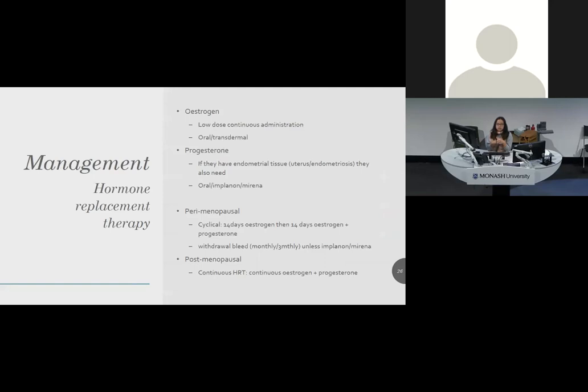So my understanding from it is that we do cyclical because we want to try and keep them in the same cycle as they were before all the changes happened. We do continuous afterwards because when they're on the cyclical, they can still get some symptoms, but the symptoms should be less and less often, whereas continuous HRT, they shouldn't have any symptoms at all. In terms of postmenopausal, so you just have continuous HRT, so continuous estrogen and progesterone. Yeah.